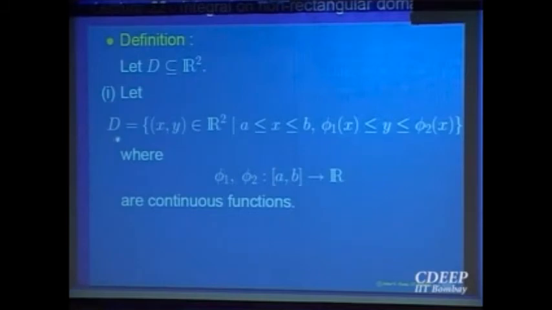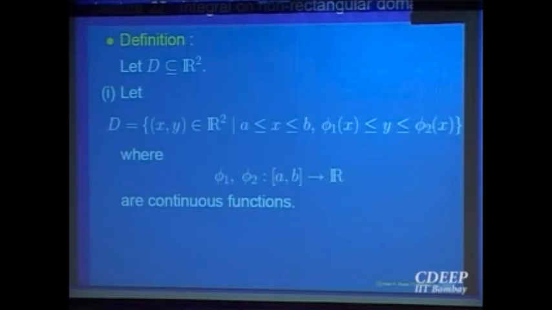Suppose your domain D looks like points in the plane such that x varies in the interval [a,b], and for every x in this interval the y variable varies not between c and d. Earlier, if it is a rectangle, it is between some constants c and d. Now let us change that: instead of a constant there is a function phi 1 of x and a function phi 2 of x. So for every point x in [a,b], the y variable, the height, is going to vary from phi 1 of x to phi 2 of x, where phi 1 and phi 2 are continuous functions.